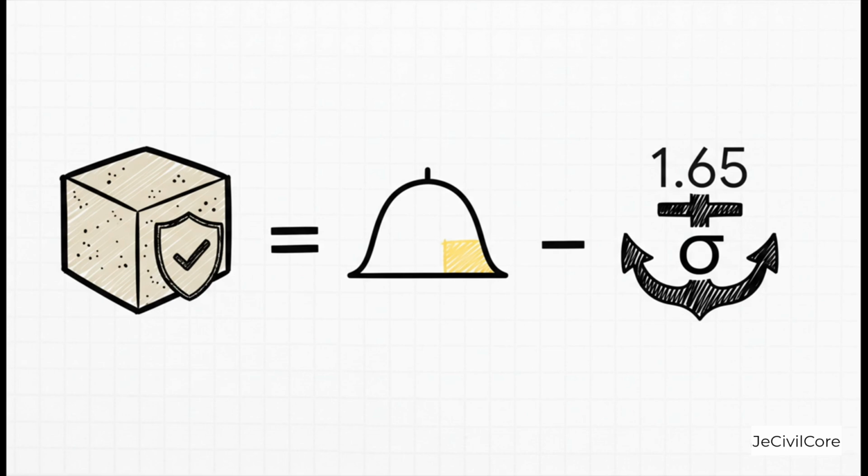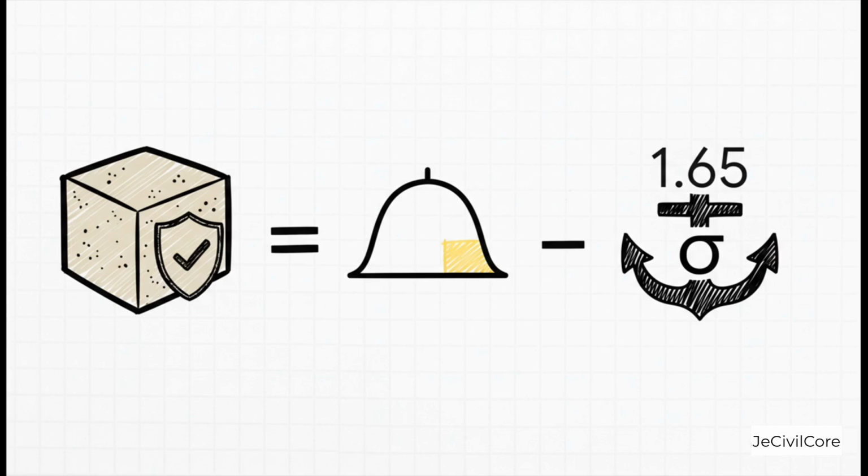And what determines the size of that penalty? It's our consistency, which is measured by sigma, the standard deviation. If your quality control is sloppy and inconsistent, you have a big sigma, so you get a big penalty. If your work is tight and consistent, you have a small sigma, and you get a smaller penalty. And that is where the 1.65 comes in. It is the specific statistical number that corresponds to our 5% failure limit.